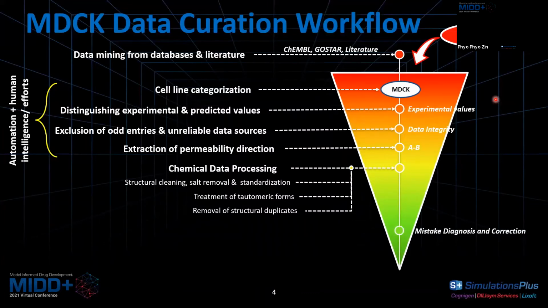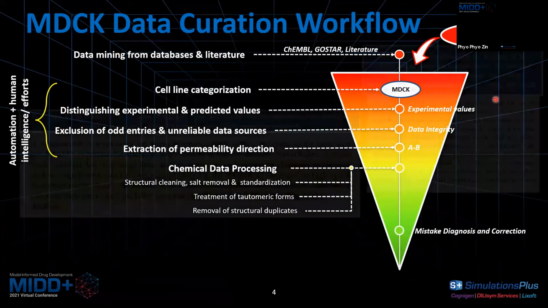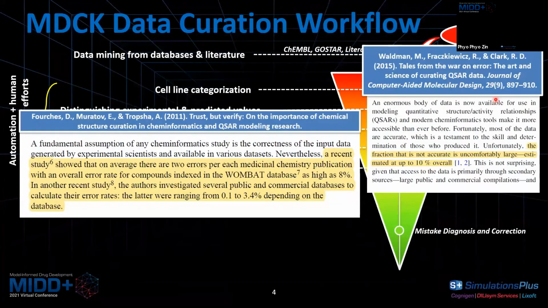The next part that I want to focus on is mistake diagnosis and correction. This is a very important step, so I'm going to bring some excerpts from different articles. Here it is saying that the error rate for the compounds in databases, for example, WOMBAT, can be as high as 8%, which is a pretty significant number. And this is an article from our Simulations Plus company. Here it also says that the fraction that is not accurate in chemical databases is uncomfortably large, up to 10%. It is a pretty significant amount, so we put a lot of effort into chemical data curation.